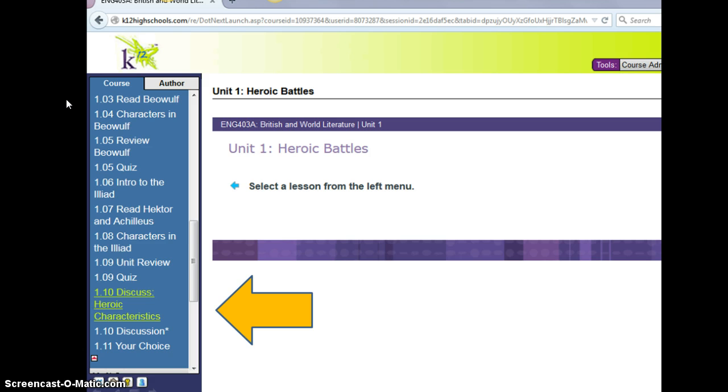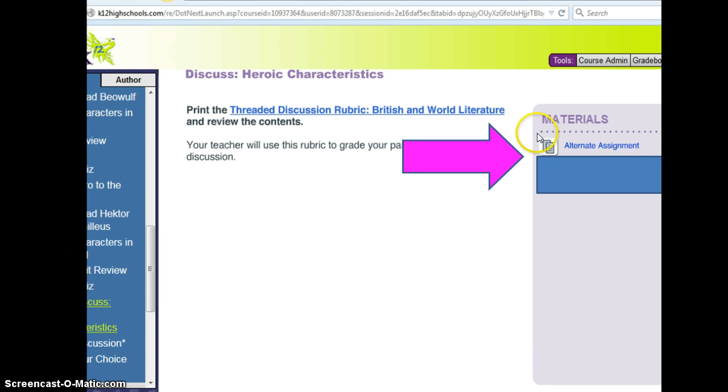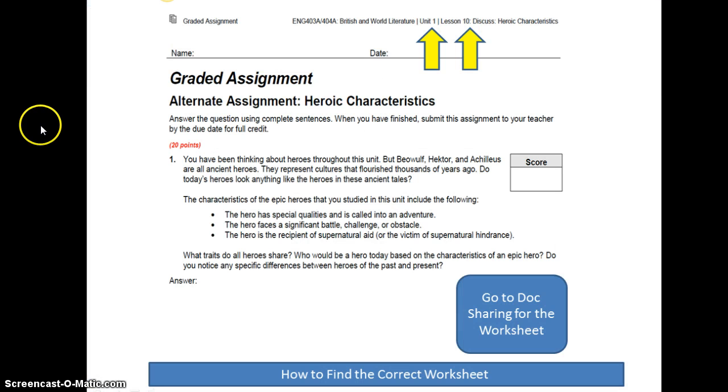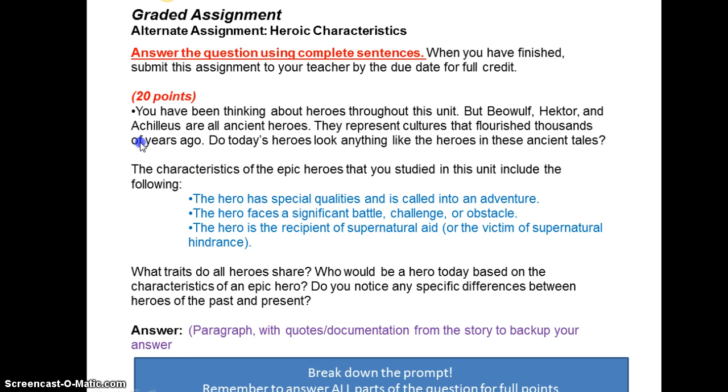All right, so here's the lesson where you'll find the alternate discussion. As you do the lesson, you can just click on it and save it. And this is what it'll look like. It'll say alternate assignment. You can click on that. It will open up to a Word document link, and you can save it and type right on it. If you don't want to get it in the lesson, you can always go to Doc Sharing as well. And it's the 1.10 discussion. It'll say alternate assignment, heroic characteristics.